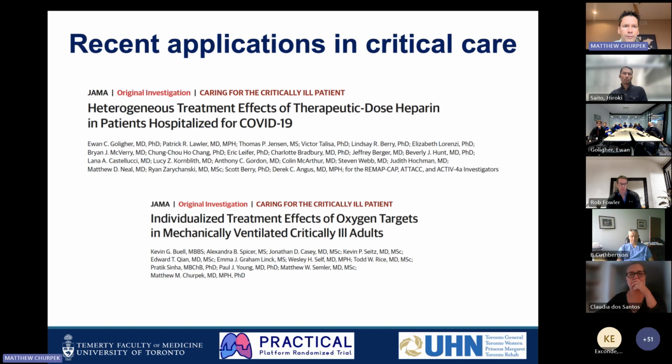There have been a number of high-profile applications in critical care, one led by Ewan, looking at the heterogeneous treatment effect of therapeutic dose heparin in patients hospitalized with COVID-19. I think it was an outstanding paper that looks at subgroup analysis, outcome risk modeling, and effect modeling in the same paper. So I think this is a great one to read if you want to see how the contrasting results look for these different approaches. And then there's one our group published last year on individualized treatment effects for oxygen targets, which I'm going to discuss more in the following few minutes.